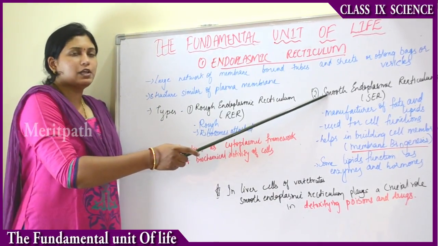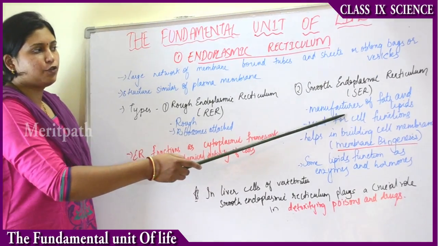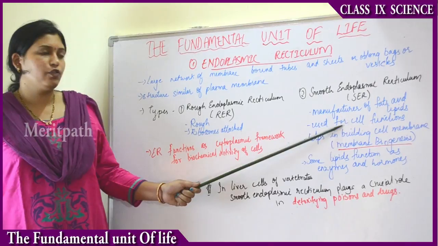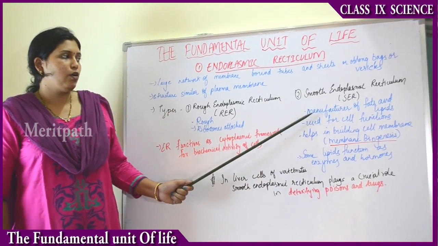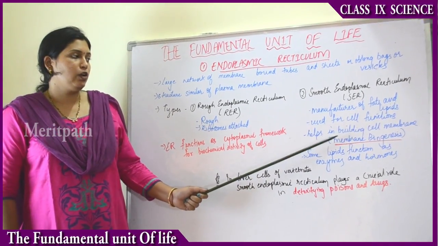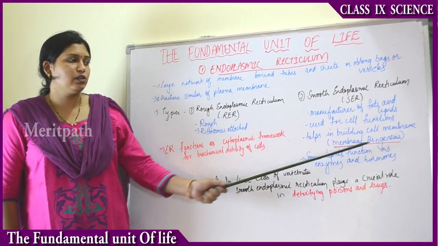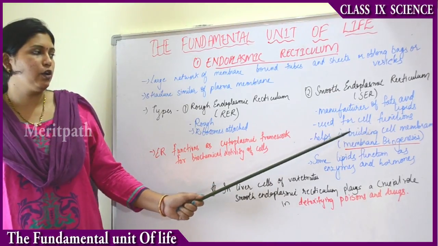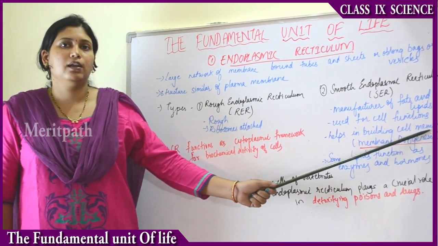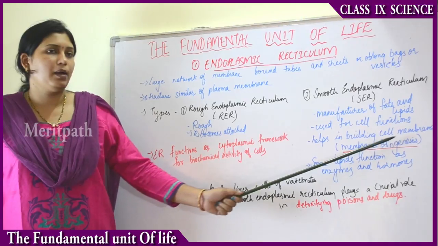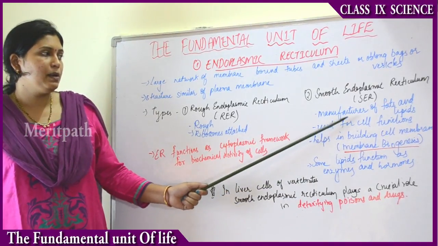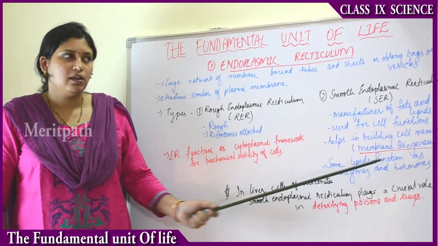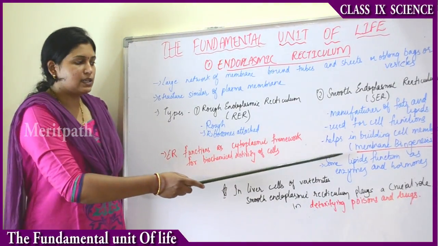Whereas smooth endoplasmic reticulum helps in the manufacture of fats and lipids. These fats and lipids are used for all the cellular functions. Smooth endoplasmic reticulum also helps in building of the cell membrane. This process is called membrane biogenesis. Then some lipids and fats sometimes act as enzymes and hormones and help in the cellular processes.